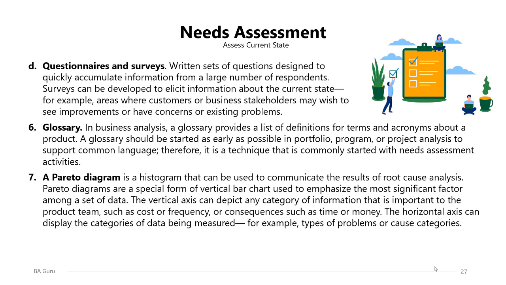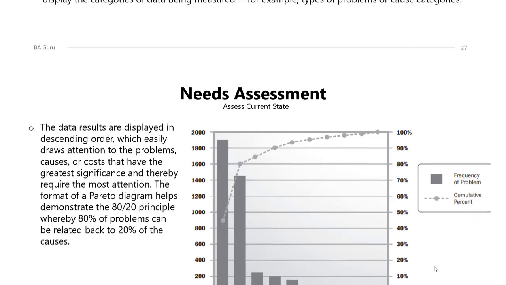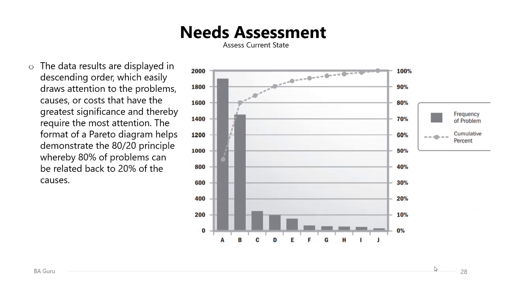The vertical axis can depict any category of information that is important to the product team, such as cost or frequency, or consequences such as time or money, while the horizontal axis can display the categories of data being measured, for example, types of problems or cause categories. Here's an example of a Pareto diagram.